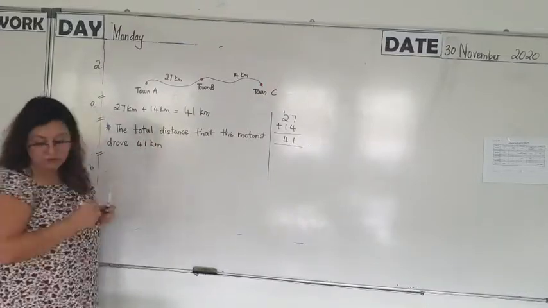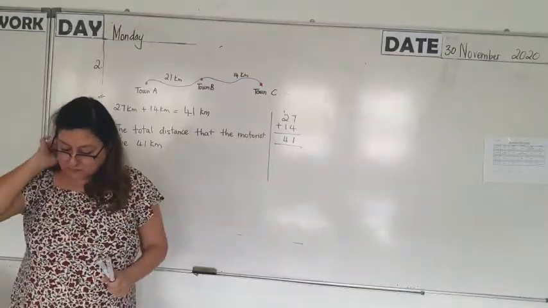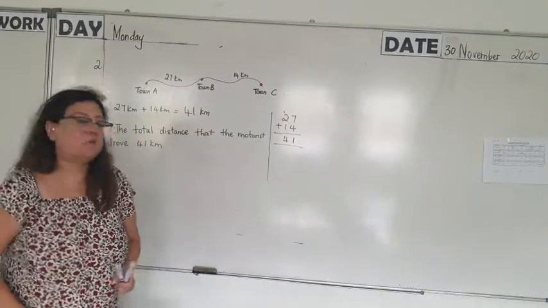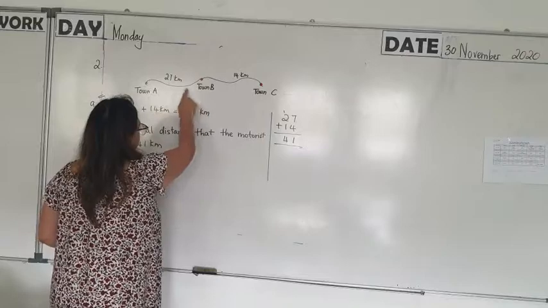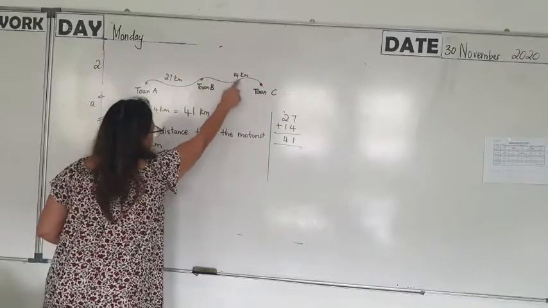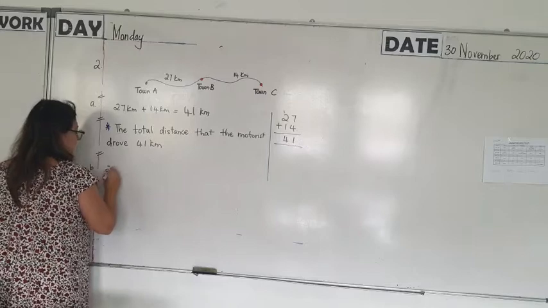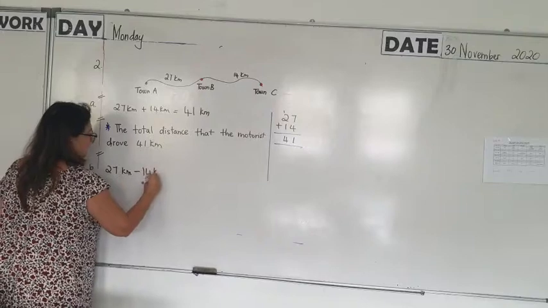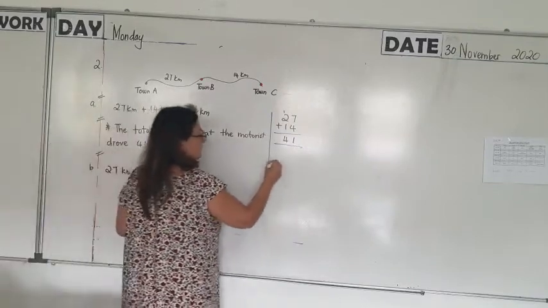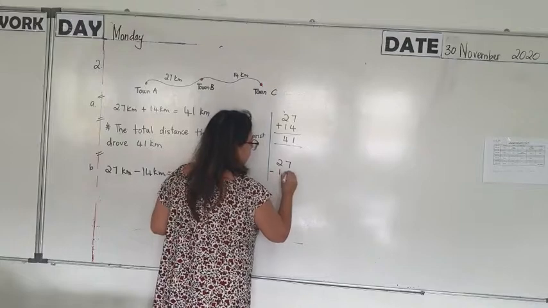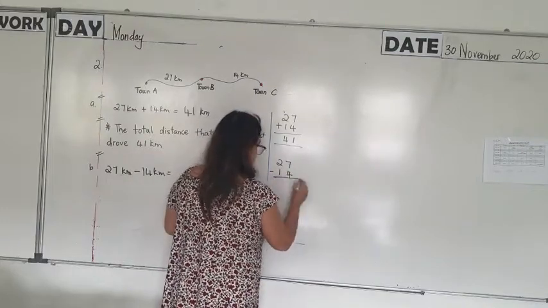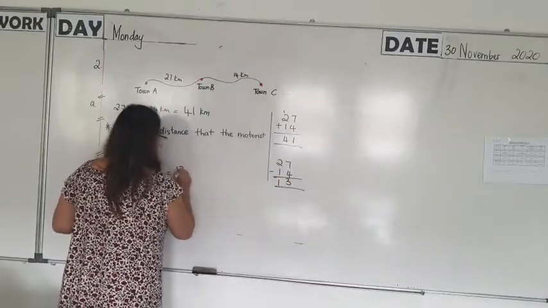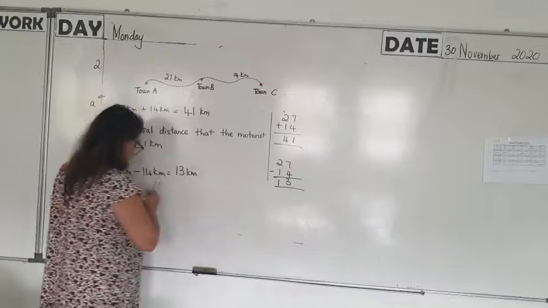Now B. What is the difference, or how much further was the distance between town A and B than between town B and C? Between town A and B is 27. Between town B and C is 14. So what is the difference? 27 kilometers minus 14 kilometers. So 27 minus 14 is 13 kilometers.